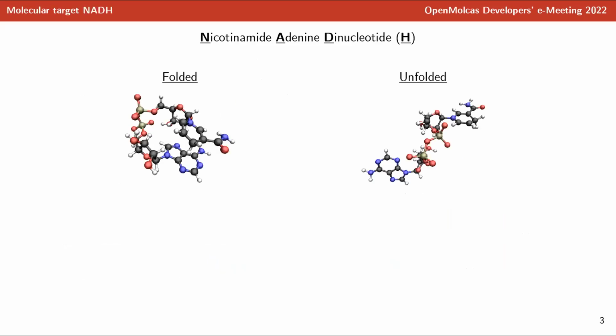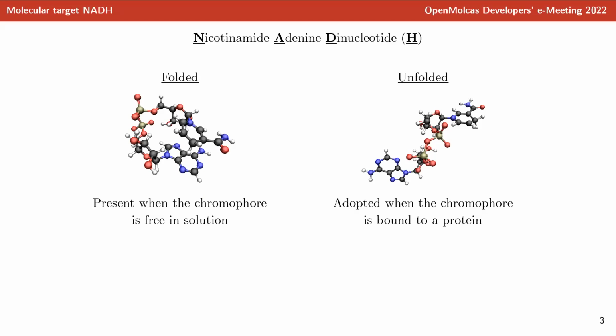Then let's move to the molecular target, which is NADH. This chromophore is a biologically relevant molecule which can be found in nature in two different states, a folded and an unfolded state, according to the environment in which it is embedded. For example, in water, we can see the folded conformation, while typically when the system is bound to a protein, it assumes an unfolded conformation.